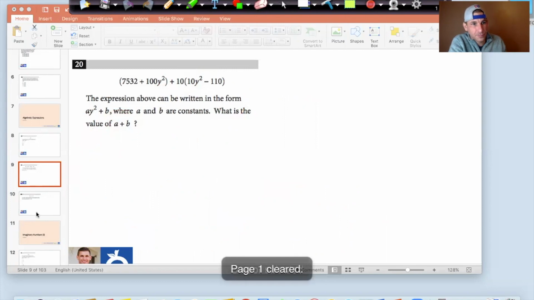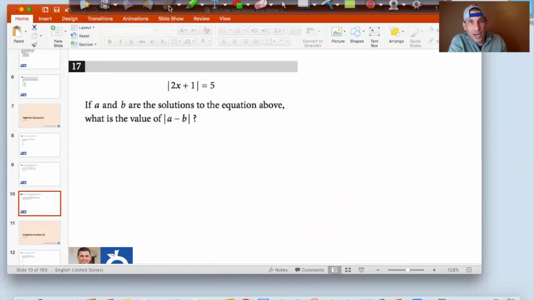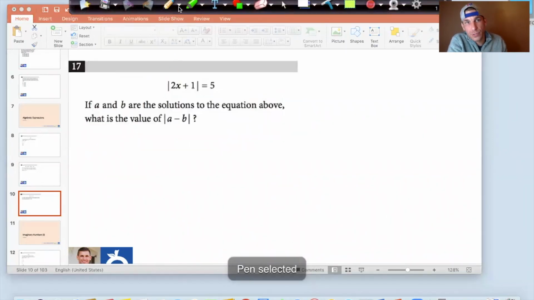All right, let's do one more. So here I have absolute values, and absolute values can be a little funky, but it says if A and B are the solutions to the equations above, what is the value of A minus B, right? Always circle the thing that matters.